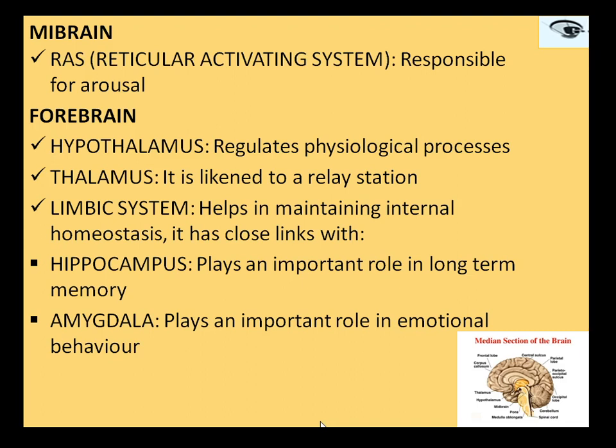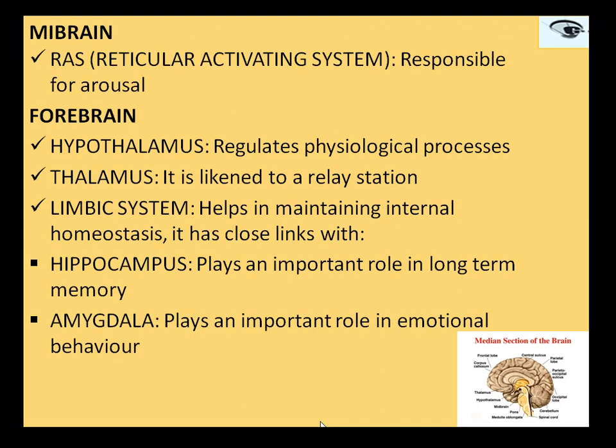Then, when we talk about forebrain, children, we have the hypothalamus, thalamus, the limbic system. These are the three most important parts. And then we also have the cerebrum, you know. But first, we start with hypothalamus. So, again, the keywords you can see here, physiological processes are being regulated.